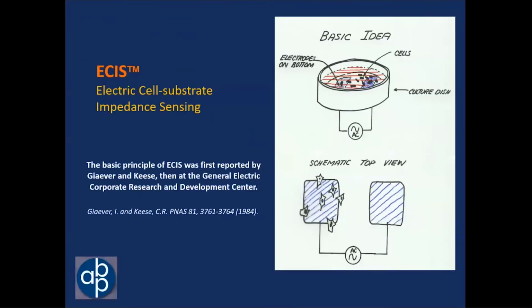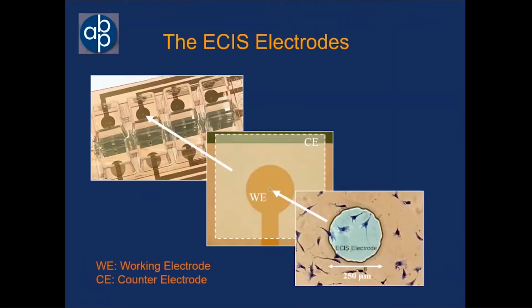Let me begin by briefly introducing the idea of ECIS, electric cell substrate impedance sensing. The ability to monitor cells using weak AC currents was first reported by Ivor Giaever and me when we were at the General Electric Research and Development Center. There we realized it was possible to monitor cells electrically using very weak AC signals at different frequencies.